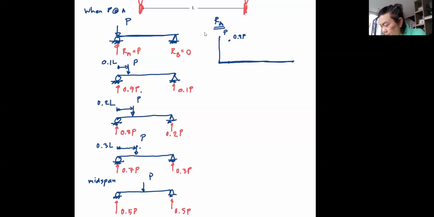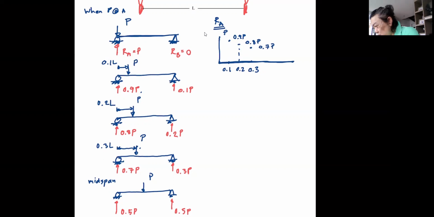When I move it to 0.2 L, now I have 0.8 P. And when I move to 0.3 L, this is 0.1 L, right? This is 0.2. When I move to 0.3, I will have RA equal to 0.7 P. Can you notice the linear relationship that we have?